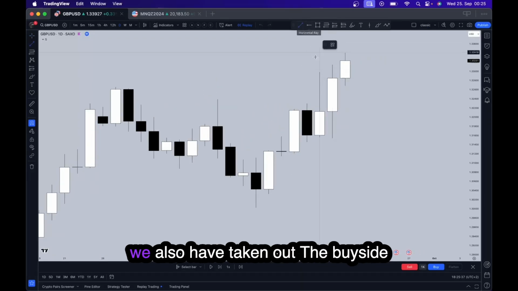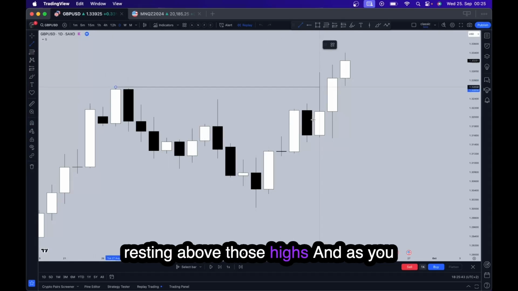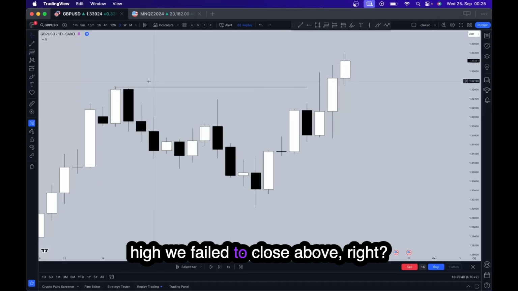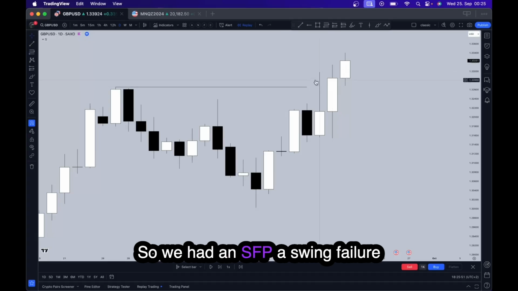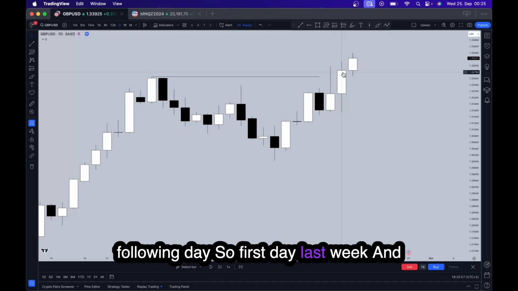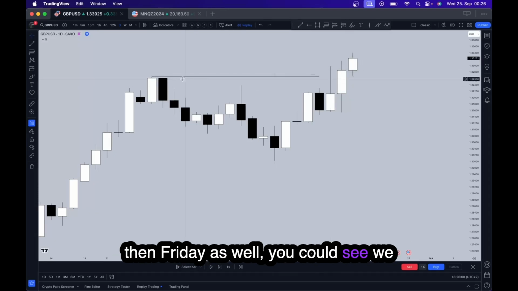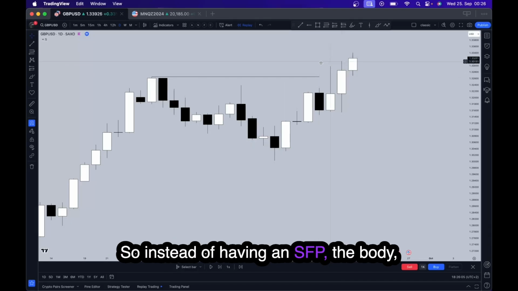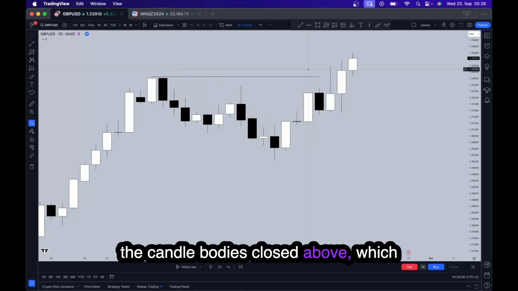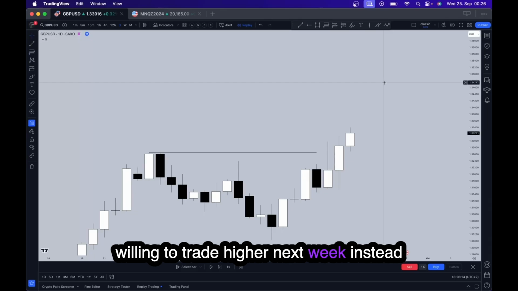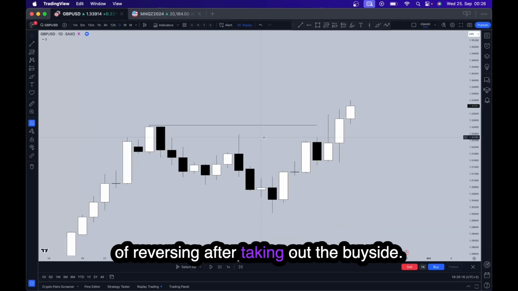Last week, as you can see, we also have taken out the buy side resting above those highs. And once we initially took out that high, we failed to close above, right? So we had an SFP, a swing failure pattern above that high. And then on the following up day, so first day last week, and then Friday as well, we were able to close above that swing high. So instead of having an SFP, the candle bodies closed above, which for me was an indication that price is willing to trade higher next week instead of reversing after taking out the buy side.